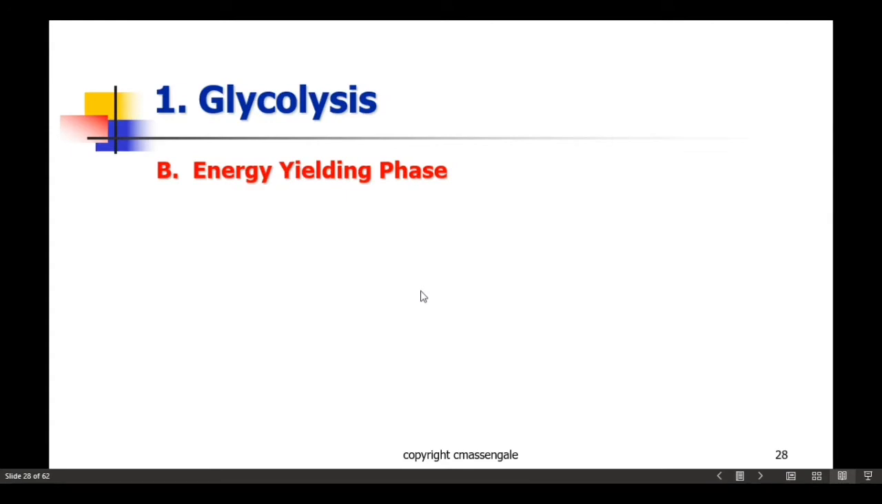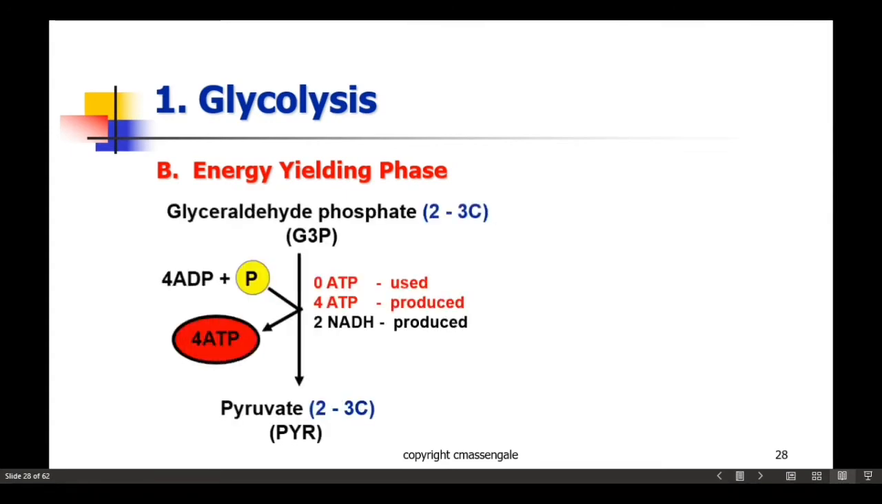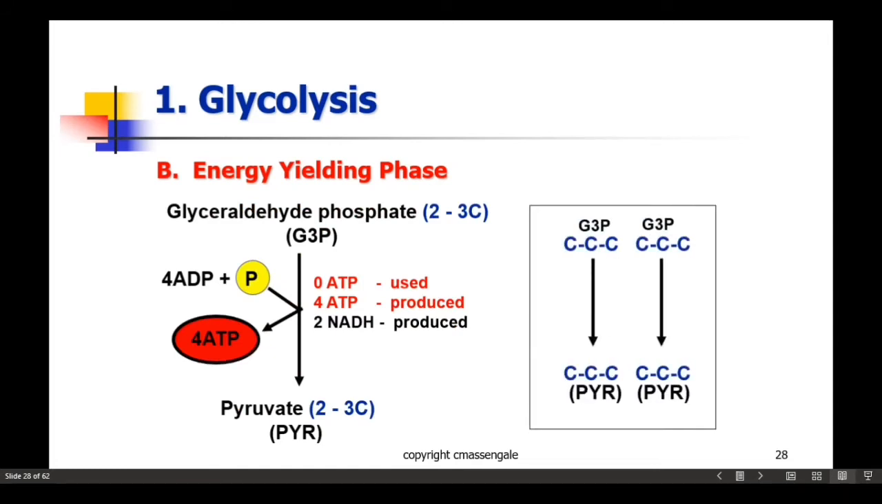Now, in the energy yielding phase or the energy harvesting phase, the two molecules of G3P are going to undergo a series of chemical reactions, making in the end two molecules of pyruvates or pyruvic acid, which still contain three carbons each. In the process, no ATP molecule is spent, but 4 ATP molecules and 2 NADH molecules are produced, hence the name energy harvesting or energy yielding phase.